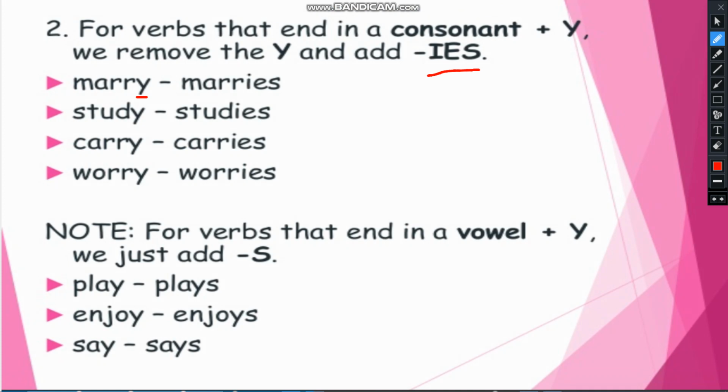तो मैरी का मैरीज, स्टडी स्टडीज, कैरी कैरीज, वरी वरीज. IES लग गया, Y हट गया और IES लग गया. Now when the vowel sound Y is there, when the verb is ending with the Y sound, then simply S is added. So play plays, enjoy ka enjoys, say says. So this way we are changing the form of the verb.